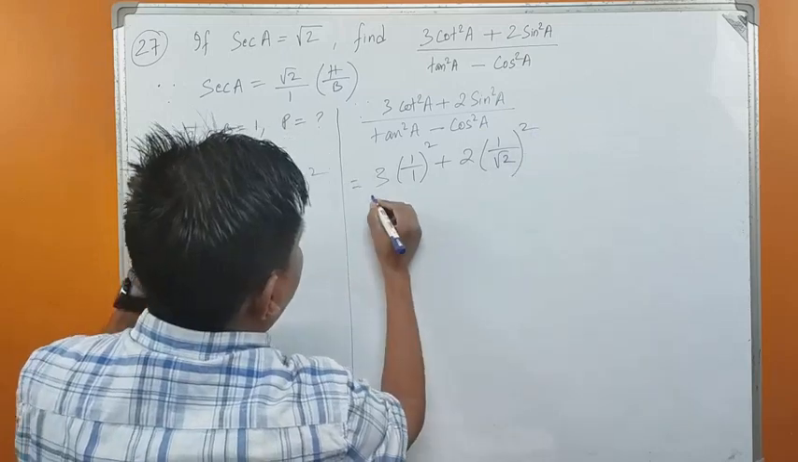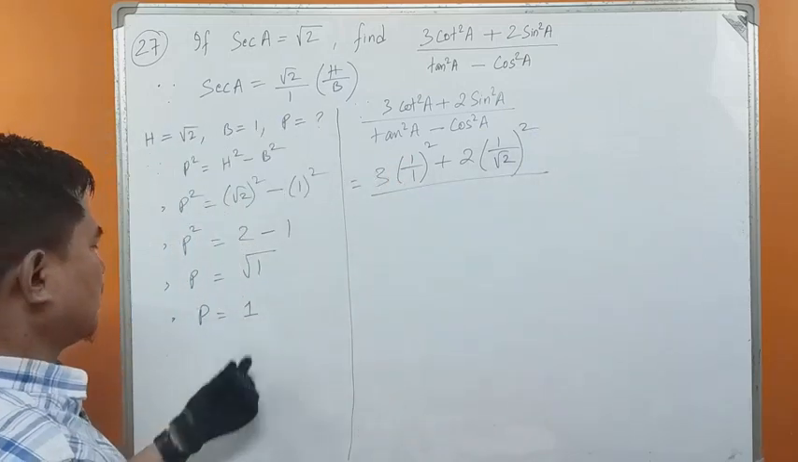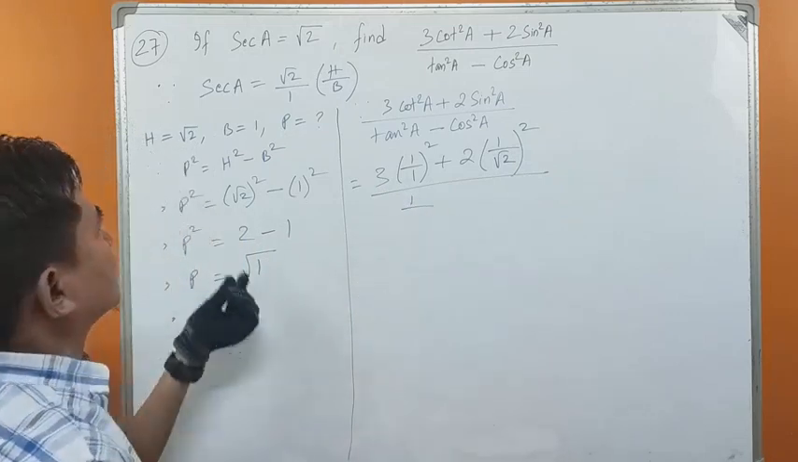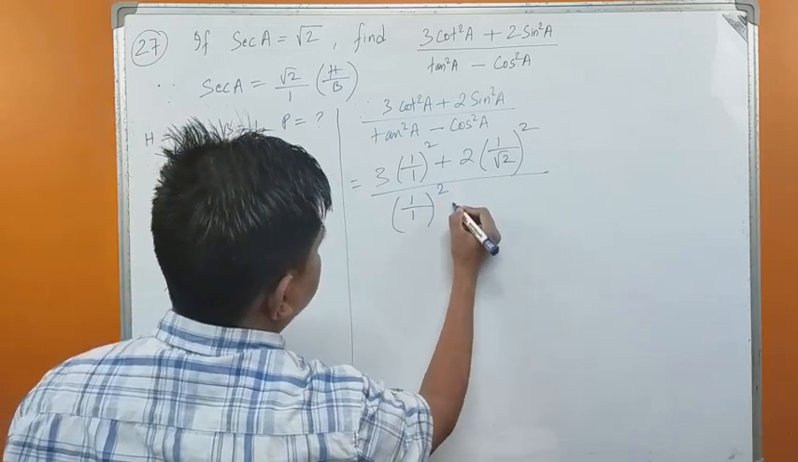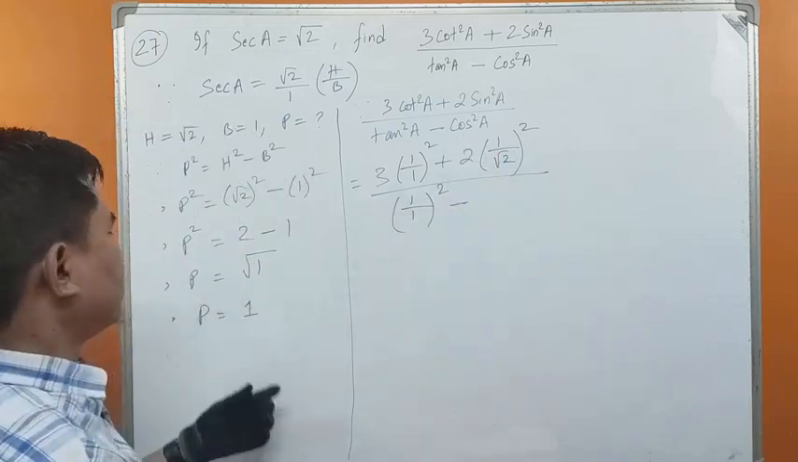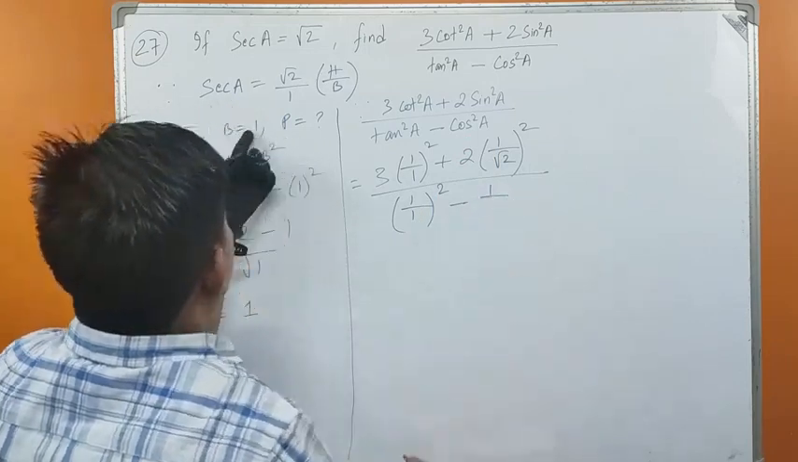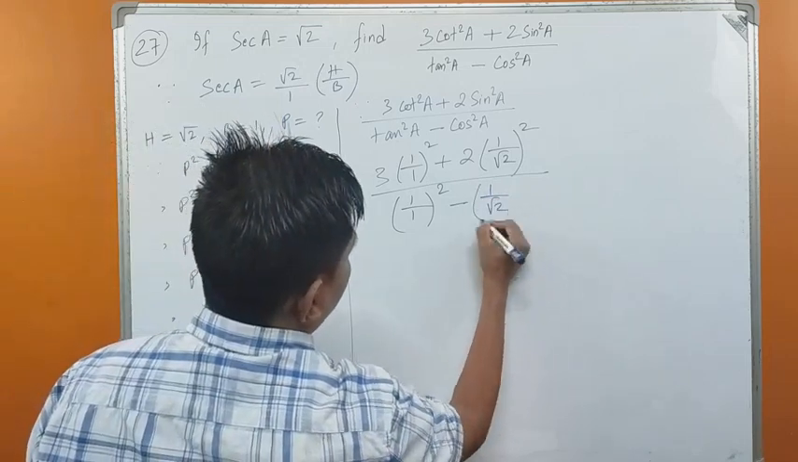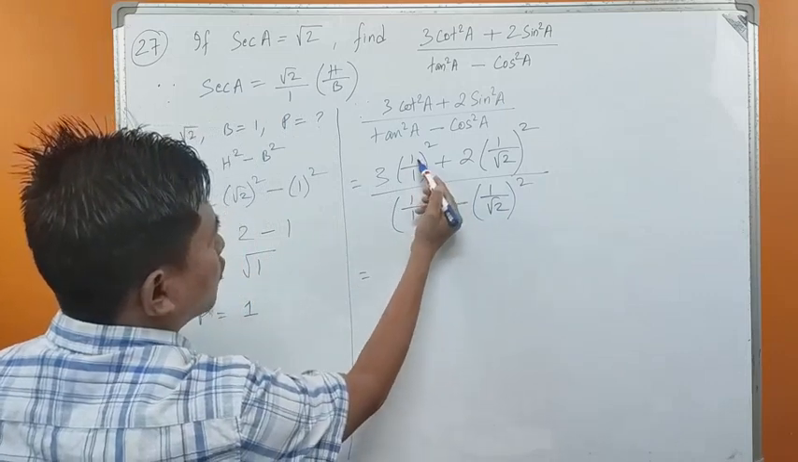Whole upon tan theta, which means perpendicular upon base. Perpendicular is 1 and base is also 1, so 1 upon 1, whole squared. Minus cos theta, which means base upon hypotenuse. Base is 1 and hypotenuse is root 2, whole squared.